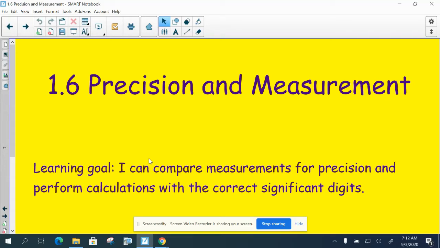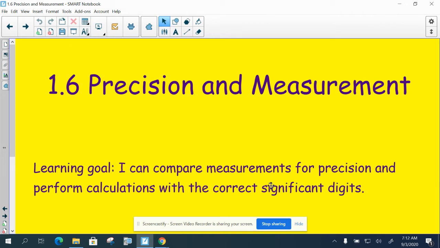Hello everyone, today we're going to be learning lesson 1.6, Precision in Measurement. The learning goal for this lesson is to compare measurements for precision and perform calculations with the correct number of significant digits.